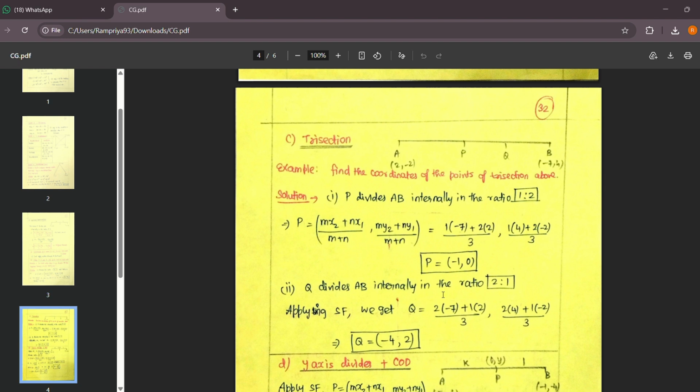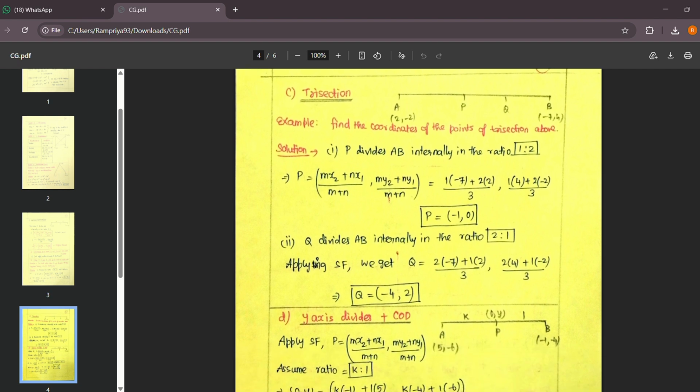So Q should divide AB internally in the ratio 2 is to 1. Now you know the coordinates of A, you know the coordinates of B, and you know the ratio, it divides it in 1 is to 2 ratio. So you can apply the section formula and get the value of this. And similarly, you can apply the section formula with ratio 2 is to 1 to get the value of Q. So you will be getting this value, minus 4, 2.